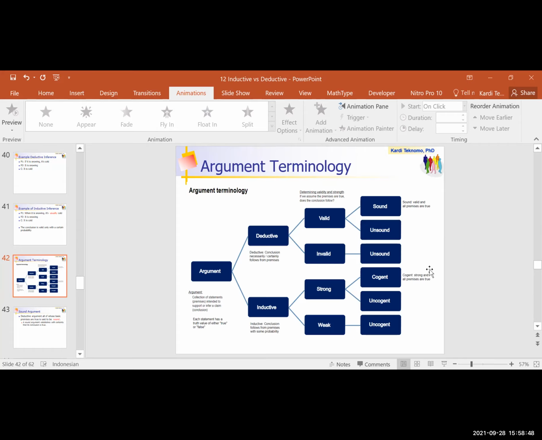Remember the word "and" here. In logic, we deal with the words "and," "or," "if," "so," "if and only if." Later we will discuss if and only if.